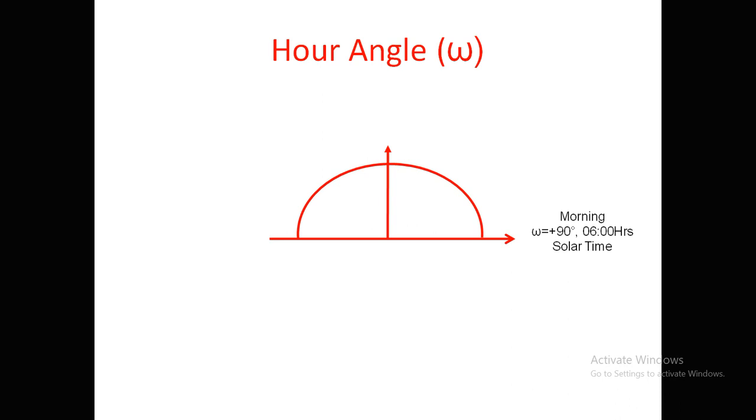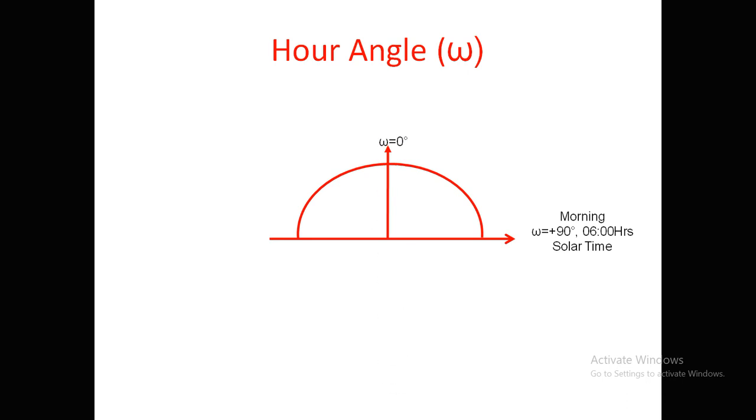This is in the morning at 6 a.m. So this is solar time at 6 a.m., and the angle is omega equal to plus 90 degrees. Omega means hour angle. Let us discuss this omega part next. Okay, so let's move on.